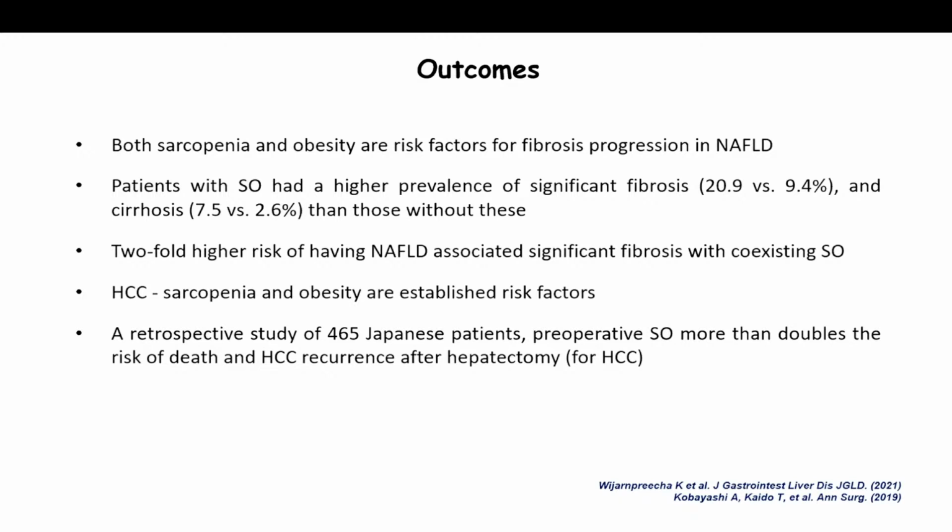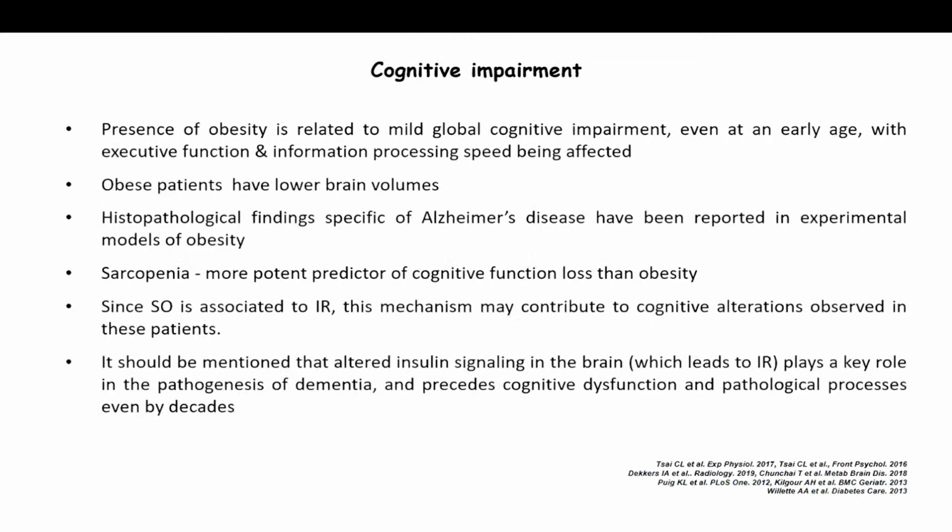And in HCC, sarcopenia and obesity are established risk factors. A retrospective study of 465 Japanese patients showed that preoperative sarcopenic obesity more than doubles the risk of death and HCC recurrence after hepatectomy.